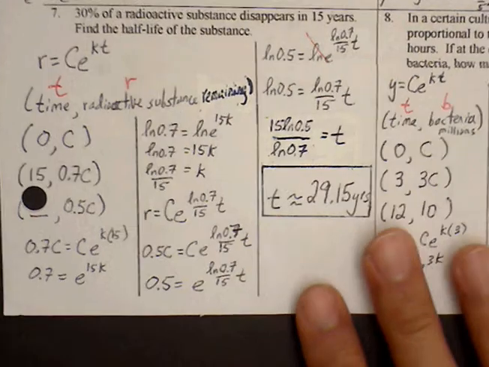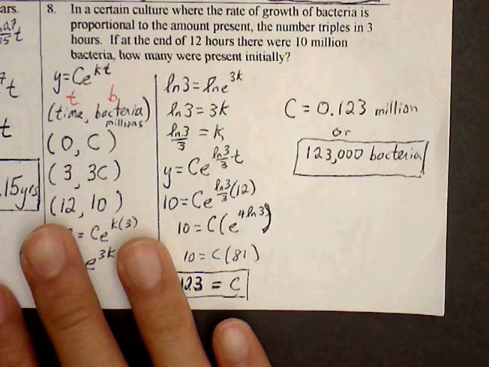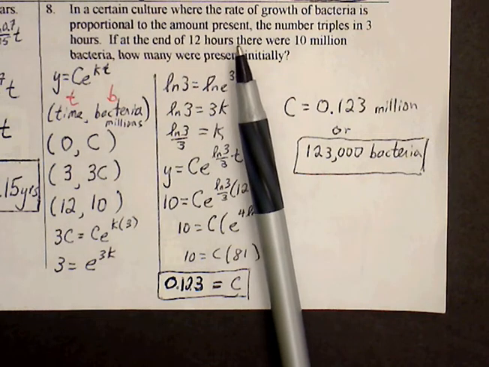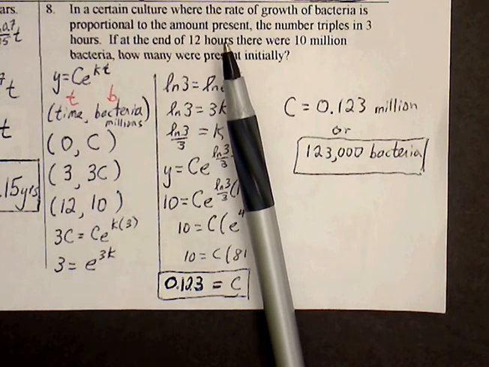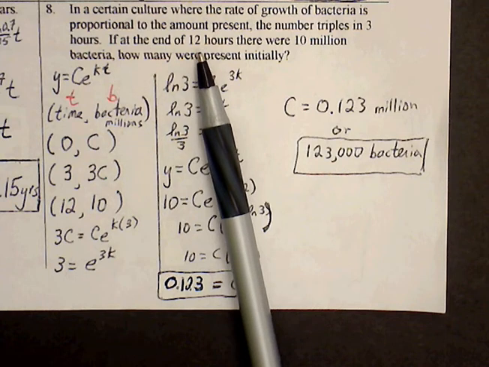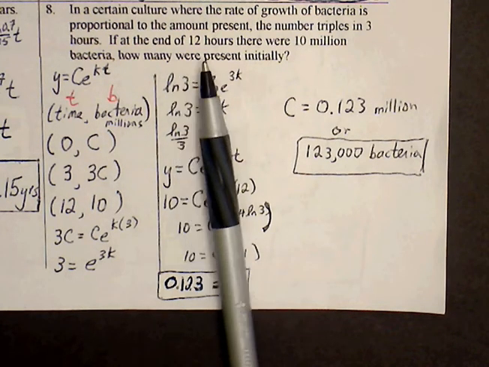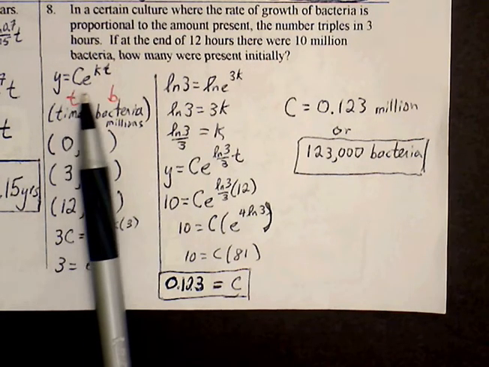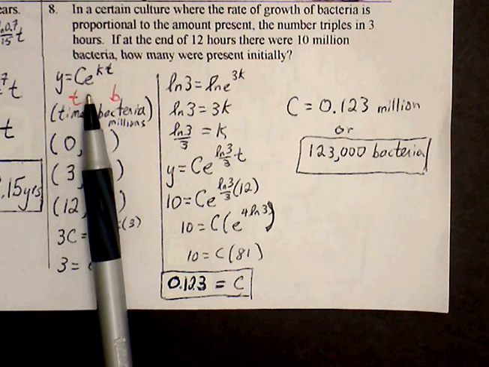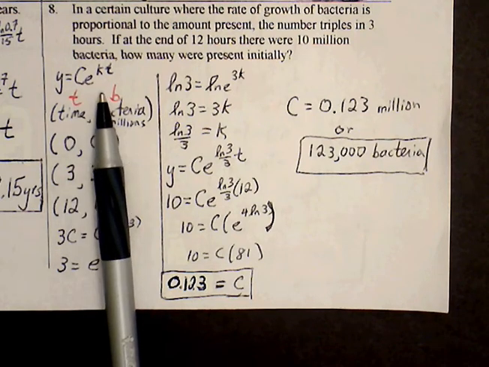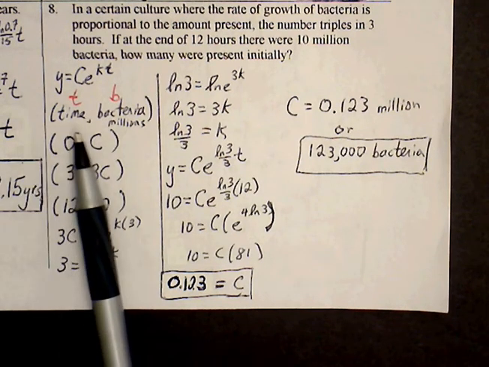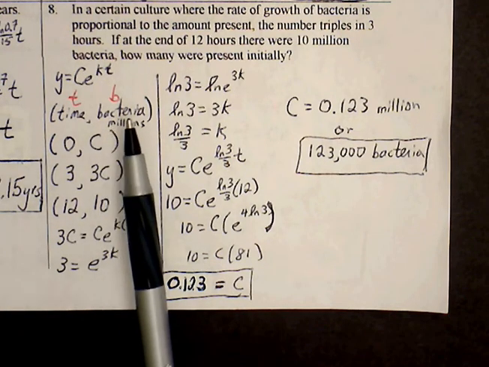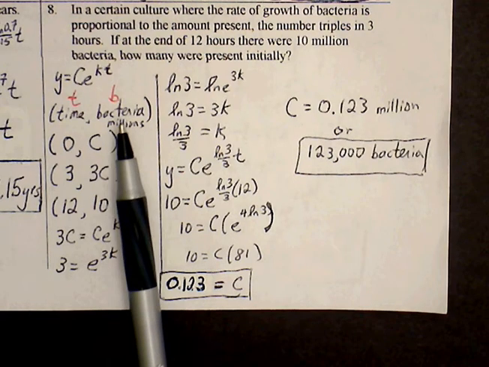Okay, last problem, number 8. In a certain culture where the rate of growth of bacteria is proportional to the amount present, the number triples in 3 hours. If at the end of 12 hours there were 10 million bacteria, how many were present initially? So again, we can jump straight to our equation. Y is equal to CE to the KT. Time is the independent variable. T in bacteria in millions is the dependent.